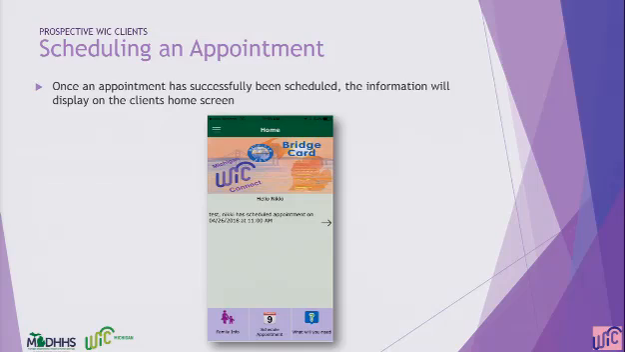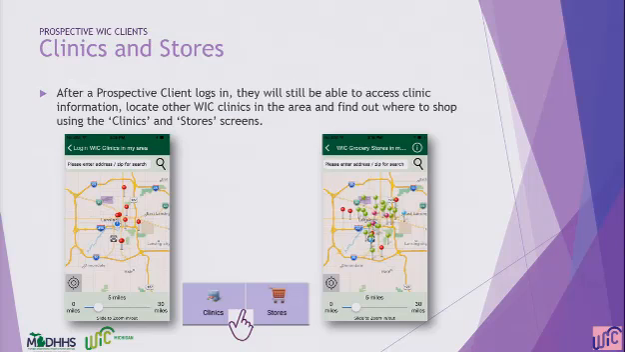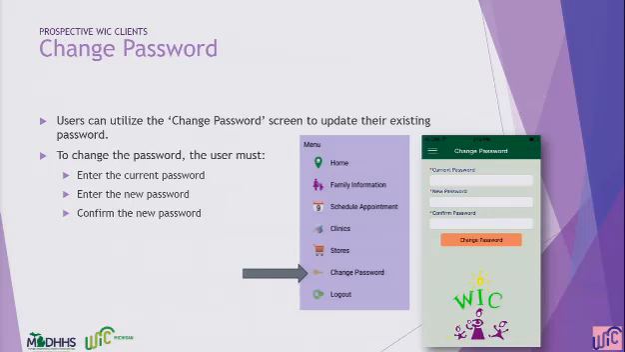The What Will You Need feature on the home page provides detail on the required documents that prospective clients must bring for specific appointment types. After a prospective client logs in, they will still be able to access clinic information, locate other WIC clinics in the area, and find out where to shop using the clinics and store screens that I described earlier.